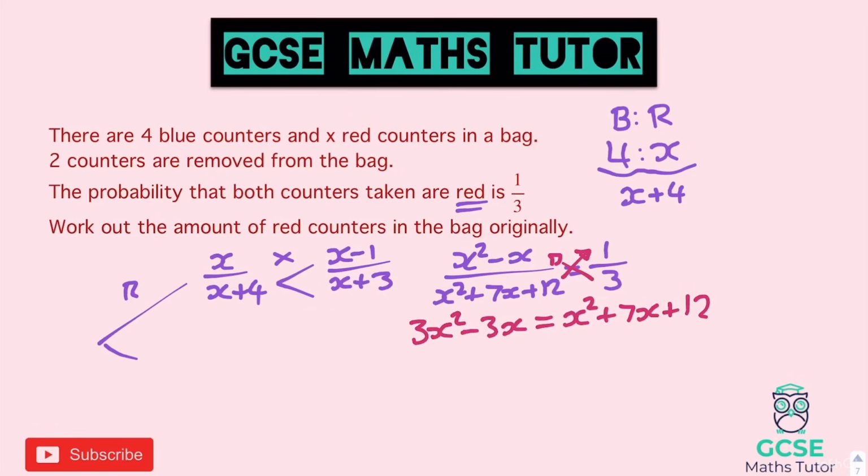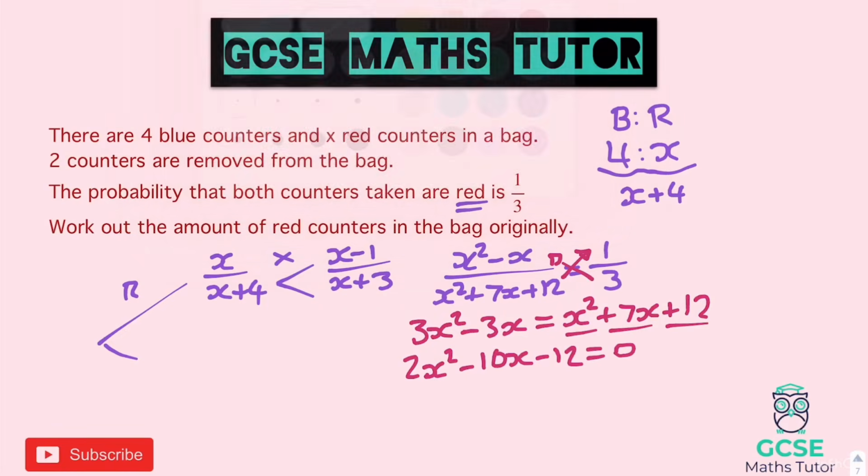So that's minus x squared from both sides to get rid of this one. And that gives us 2x squared. That's minus 7x from both sides, which leaves us with minus 10x. And that's minus 12 from both sides, which just leaves us with minus 12 because there's no numbers over there. And now that equals 0. Now again, they're all even, so we can divide them all by 2. So we can have x squared minus 5x minus 6, which equals 0.